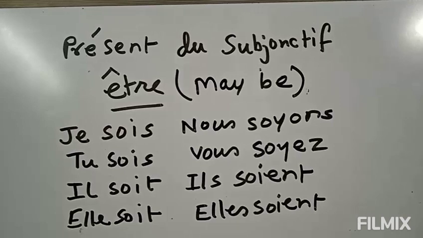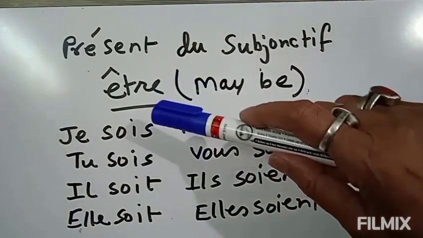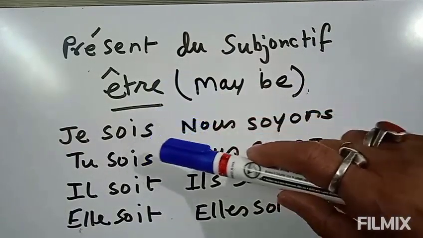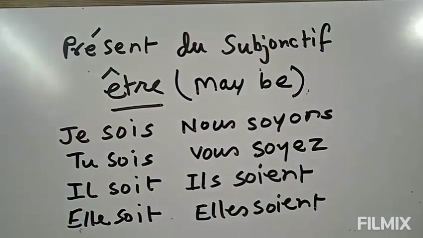In writing form, keep it in mind, be careful regarding SOIS, SOIS, SOIT, SOIT. Okay. Nous soyons, SOYONS. Vous soyez, SOYEZ. That is the French spelling. Ils soient, SOIENT. It's a plural.